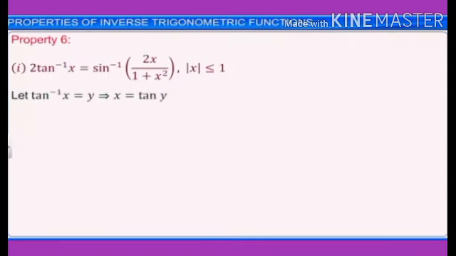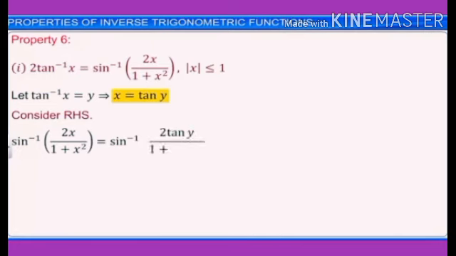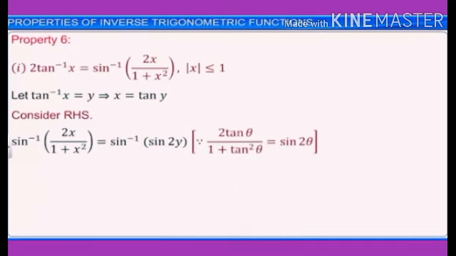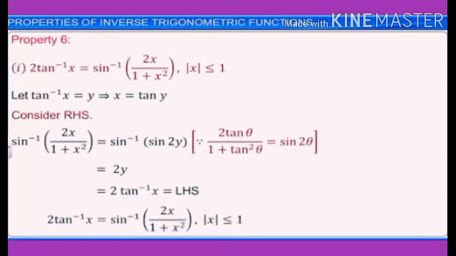Let us assume that tan inverse x is equal to y. This implies x is equal to tan y. Consider the right-hand side, sine inverse of 2x upon 1 plus x square. Substituting tan y in place of x, we get the right-hand side as sine inverse of sine 2y. This is because 2 tan theta upon 1 plus tan square theta is equal to sine 2 theta. This is further equal to 2y or 2 tan inverse x, which is the left-hand side. Hence the result.